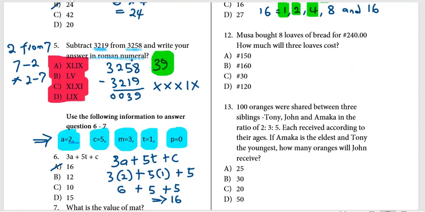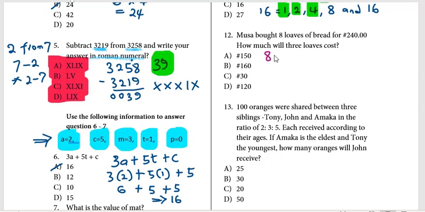Let's go to question number 12. There are a couple of ways to solve this question. Question number 12 says Musa bought 8 loaves of bread for 240 naira. How much will 3 loaves cost? You can actually find the cost of 1 and then solve for the cost of 3. I can use proportion, but let's start by solving the cost of 1.